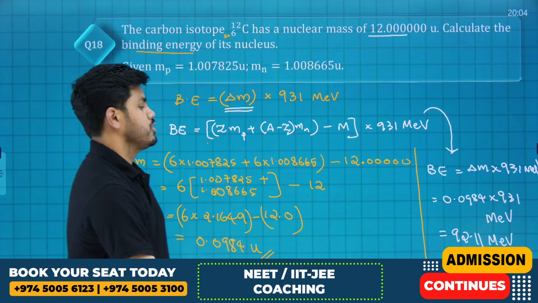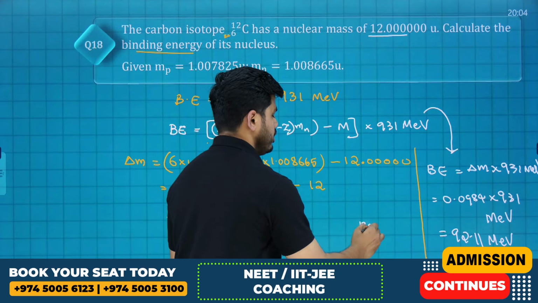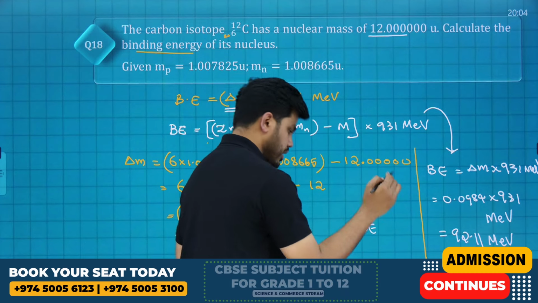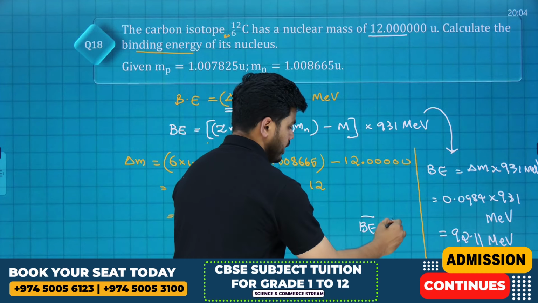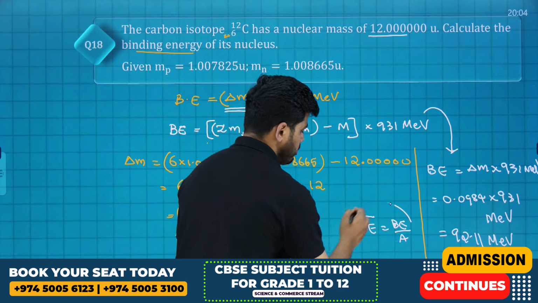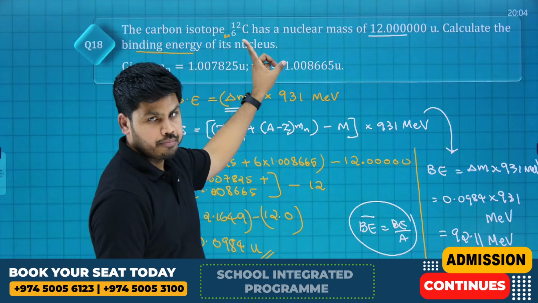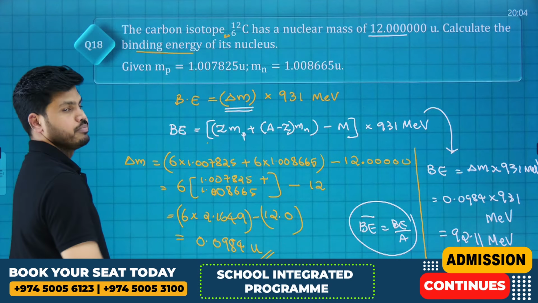And if the question was binding energy per nucleon, not in this question, the total binding energy should be divided by the mass number, where the mass number is 12 here. But the question is about only binding energy. Be careful.